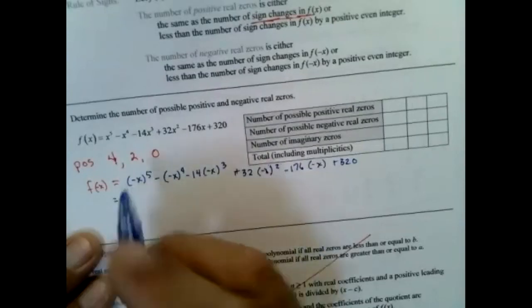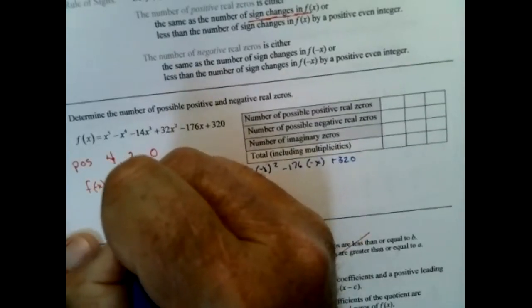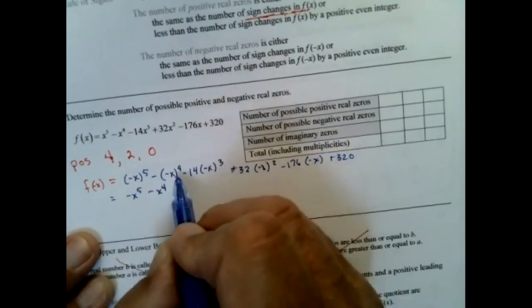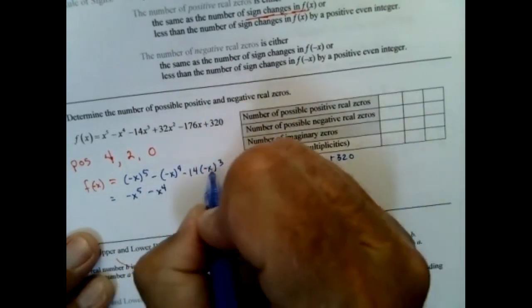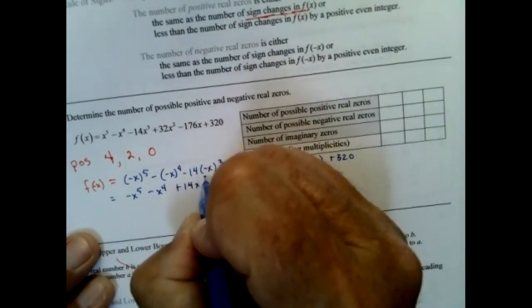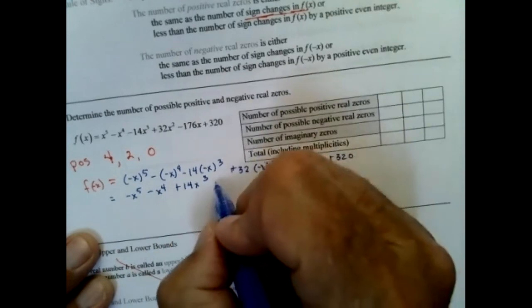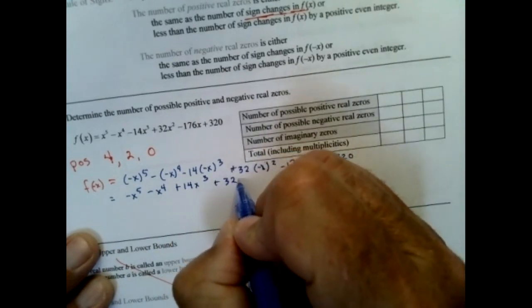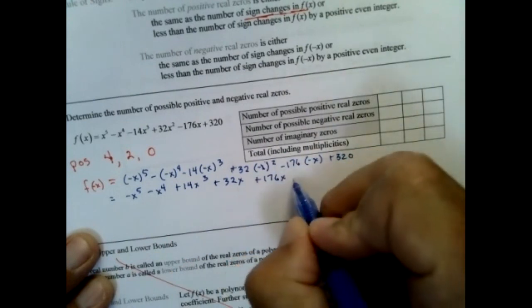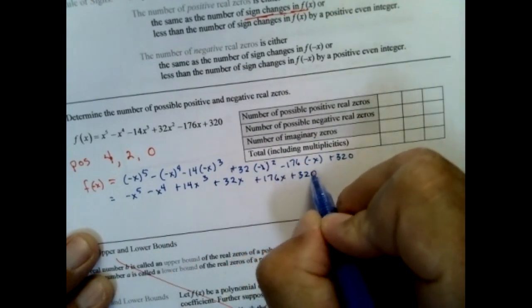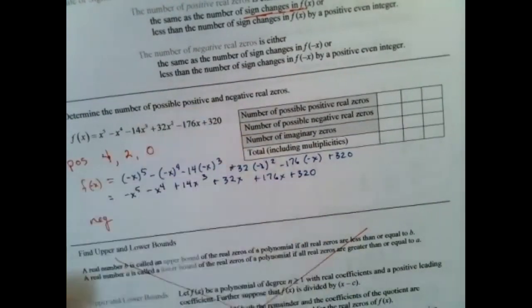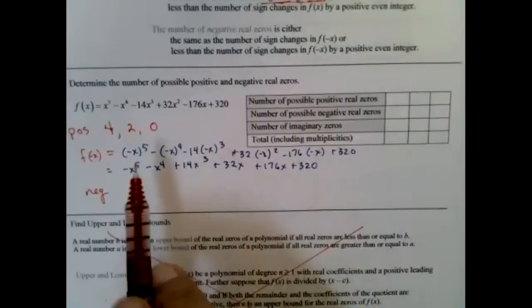Negative times an odd power, that's going to give me a negative x to the 5th. That's going to give me minus x to the 4th, because that'll return it back to being positive. This will give me a negative, so that'll be a plus 14x cubed. This is going to stay plus 32x squared. This guy changes to plus 176x, and that stays as 320. So now I'm going to find my negatives, again, by the sign changes.